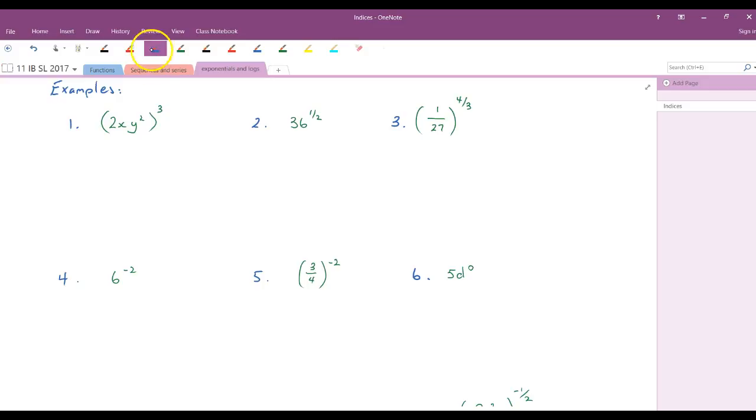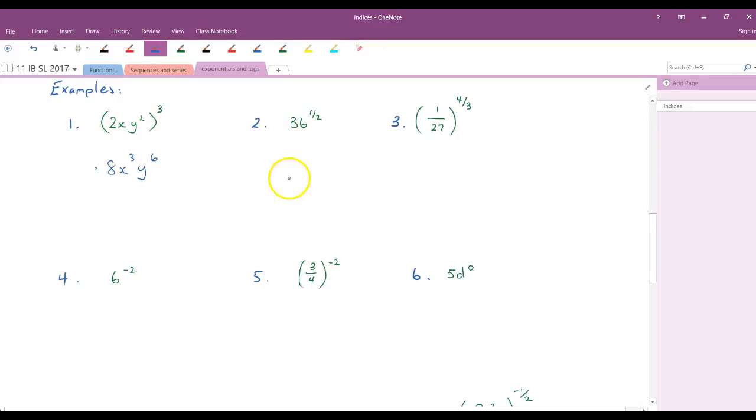Okay, now hopefully you've had a go at these. Looking right through at each example in turn, what I've got here is a bracket expression, 2xy squared all cubed. So what I've got to make sure I do is cube the 2 as well as the x as well as the y squared. So the 2 gets cubed to 8, x gets cubed to x cubed, and the y squared gets cubed to y to the 6, multiplying our 2 by 3. Really important to pick up every element of that term.